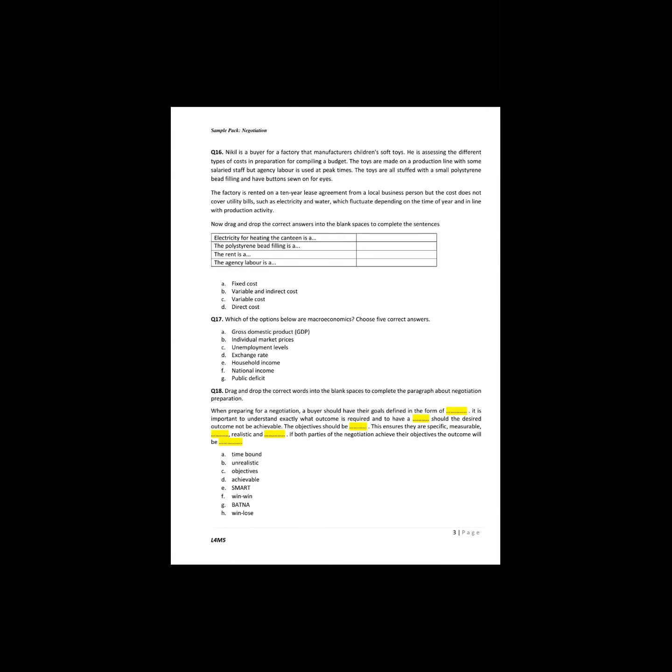Okay, the objectives should be what? SMART. It should be SMART. This ensures they are specific, measurable, achievable, realistic, and what? Time-bound. Time-bound, that's the key. If both parties of the negotiation achieve their objectives, the outcome will be win-win. Perfect.